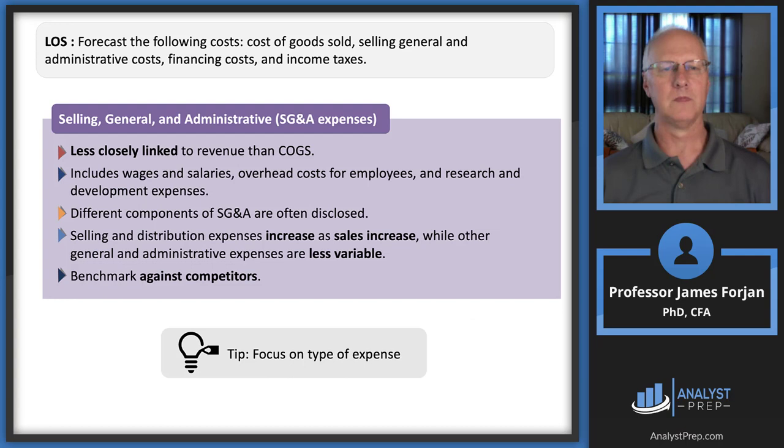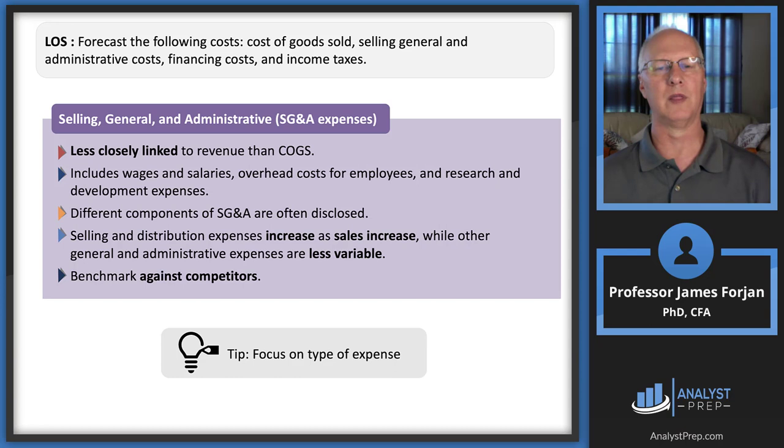Moving on to selling, general, and administrative expenses. I think of these as kind of dull, at least mostly dull. Maybe the selling, maybe the distribution expenses, are a little bit more interesting. Look at that fourth arrow point. Selling and distribution expenses increase as sales increase. That makes sense. But the others are probably less variable. So look at the first arrow point. These SG&A expenses are probably less closely linked to revenues than they are to cost of goods sold. Although there's a caveat there with that fourth arrow point.